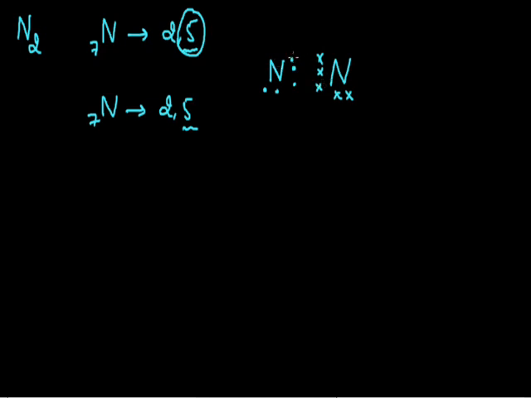Here these two electrons by sharing will form one bond. The second bond will be formed by the sharing of another two electrons, and the third covalent bond will be formed by sharing of these two electrons. That can be represented by nitrogen with another nitrogen atom, and a triple covalent bond is between these two.